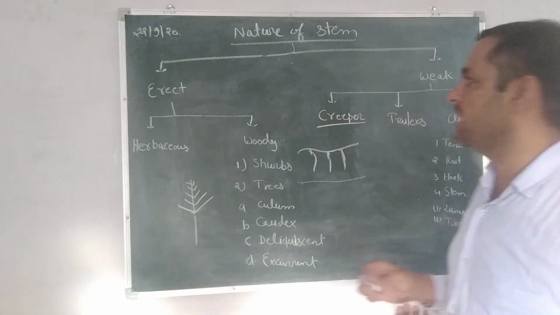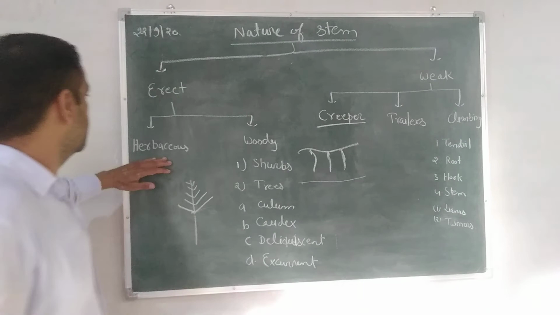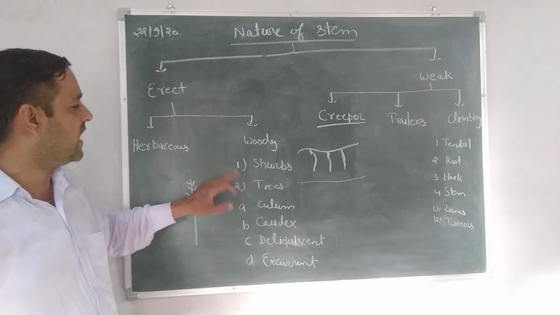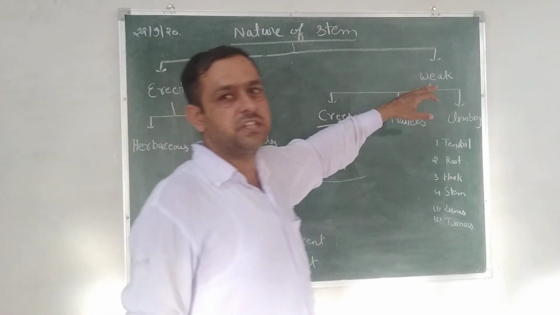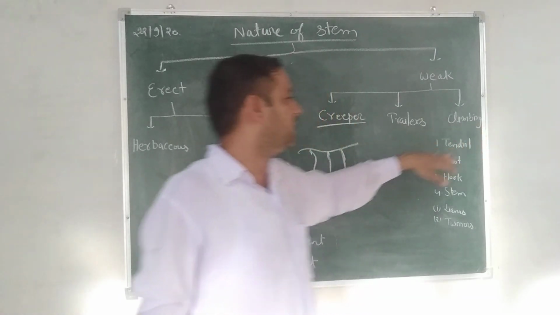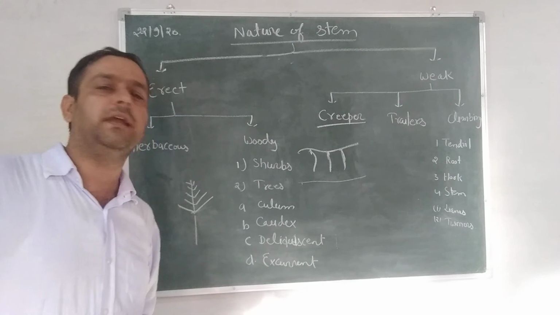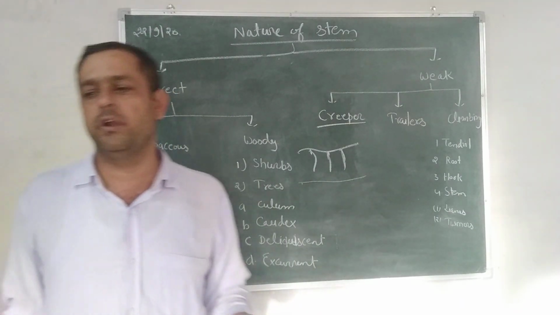On the basis of nature, stems are of two types, erect and weak. Erect are of two types, herbaceous and woody. Woody are of two types, shrubs and trees, with four types: culm, caudex, deliquescent, excurrent. Weak stems are also of three types: creeper, trailer and climbing. Climbing are of four types: tendril climbing, root climbing, hook climbing and stem climbing. So this is our topic for today. Thank you.